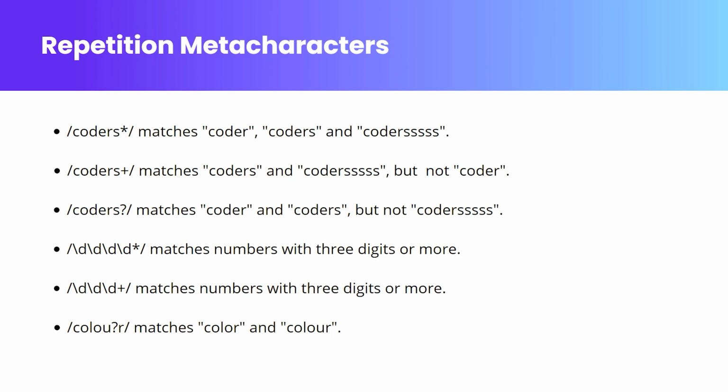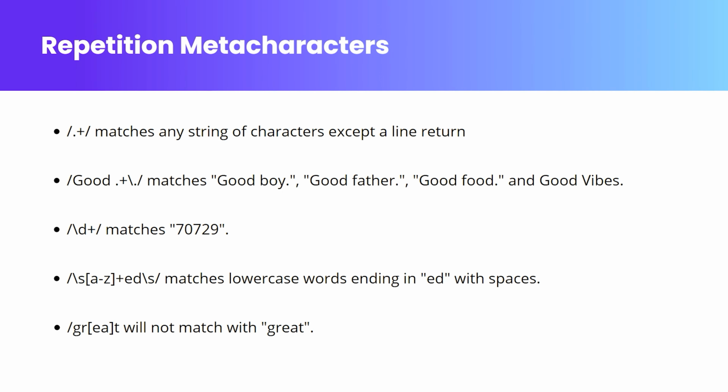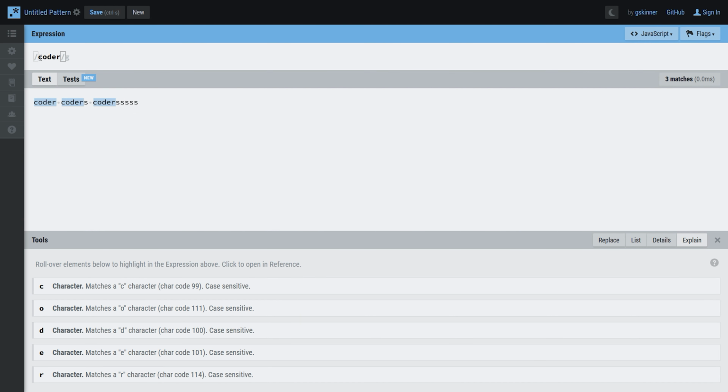Here you can see some examples of repetition metacharacters, and the difference between the three repetition metacharacters. We will see the same examples practically in the browser. So let's go to the browser. Here is our text, and we will check how repetition metacharacters work. Firstly, we will check the star.